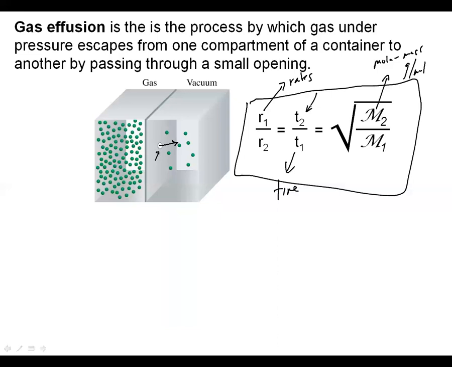But again, you can use this formula here, which is essentially the same one as we just saw, to calculate either rates, how long it would take a gas to go from one side of the container to the next, or the molar masses of some of those gases. Any questions on those couple of things, diffusion and effusion?